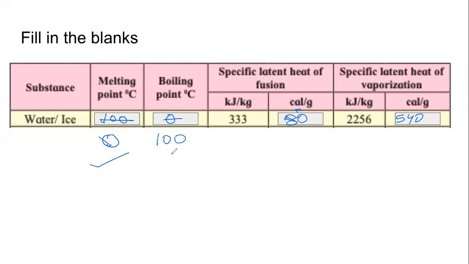Thank you. Melting point is the temperature at which ice, solid, transforms into liquid. For water, ice, it is 0 degrees Celsius. Boiling point is the point where the liquid transforms into gas. For water, it is 100 degrees Celsius.